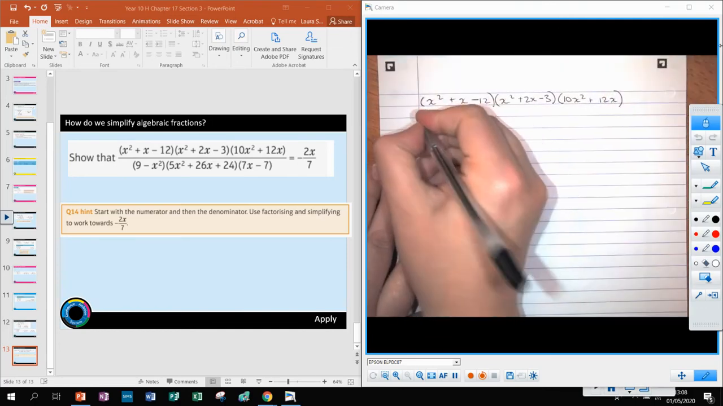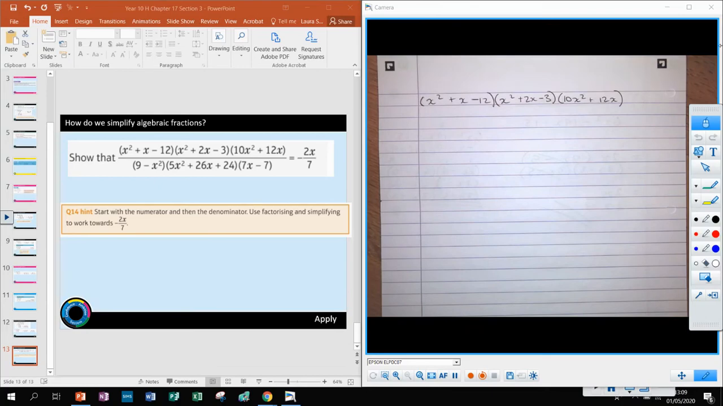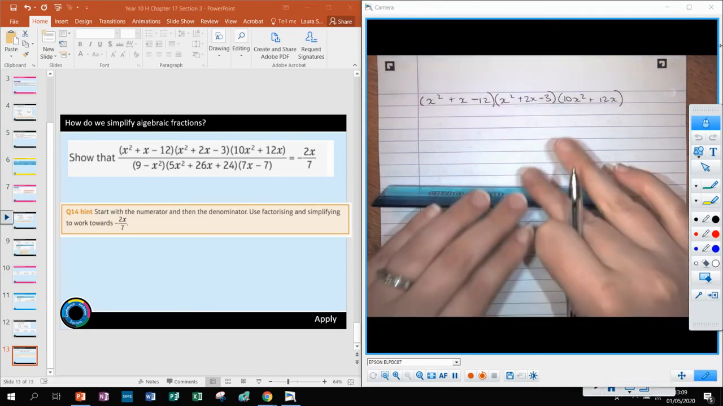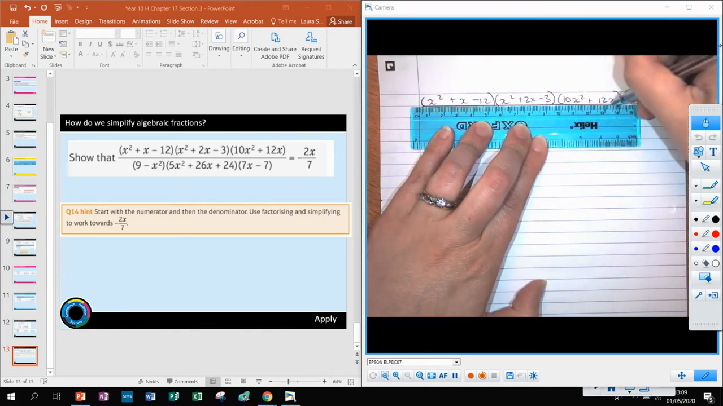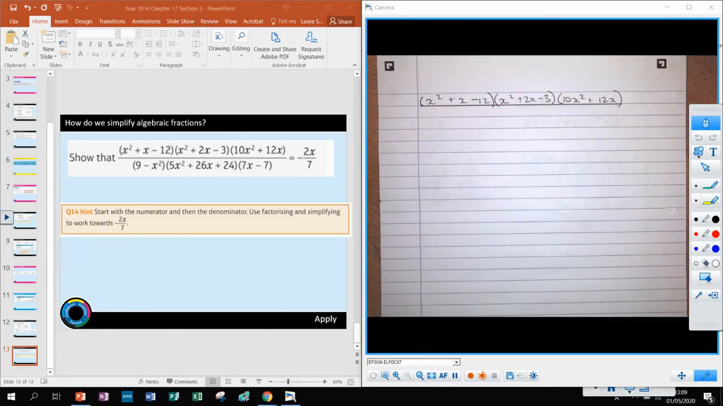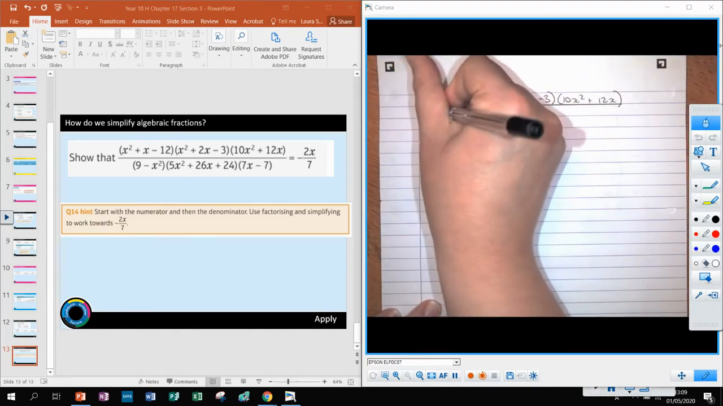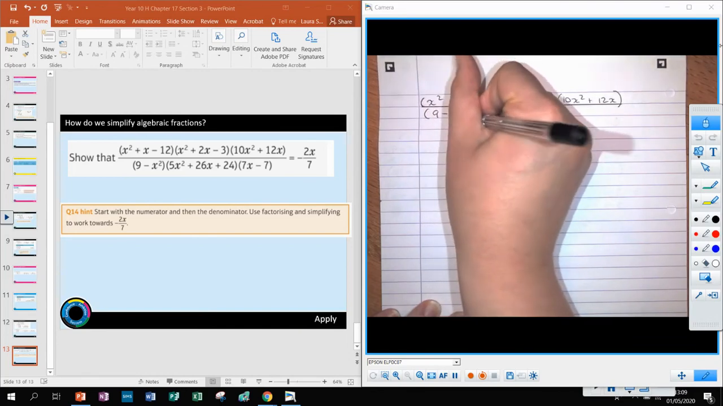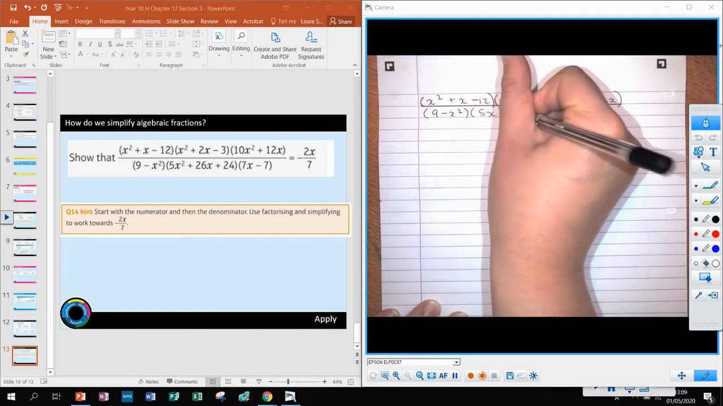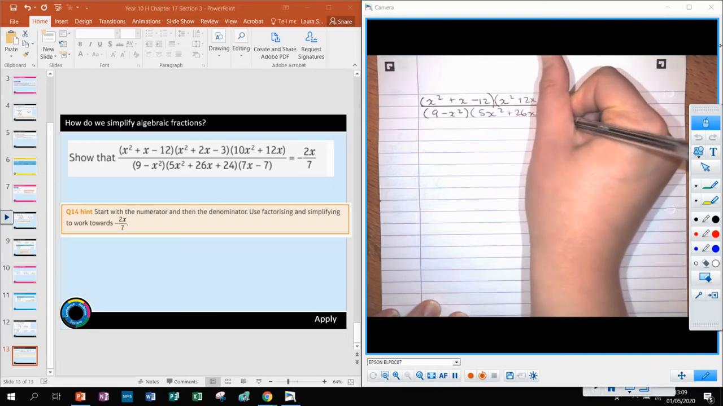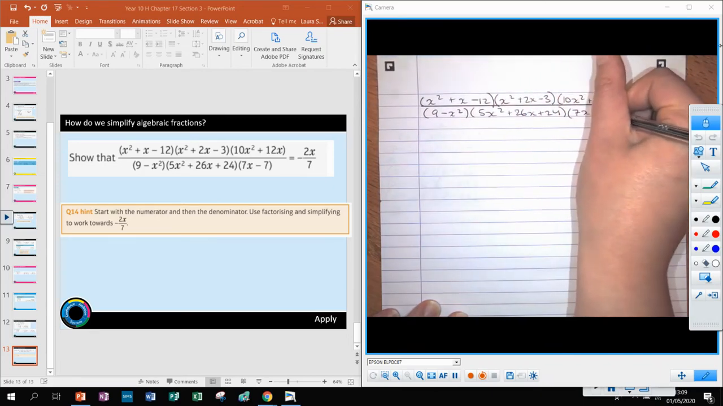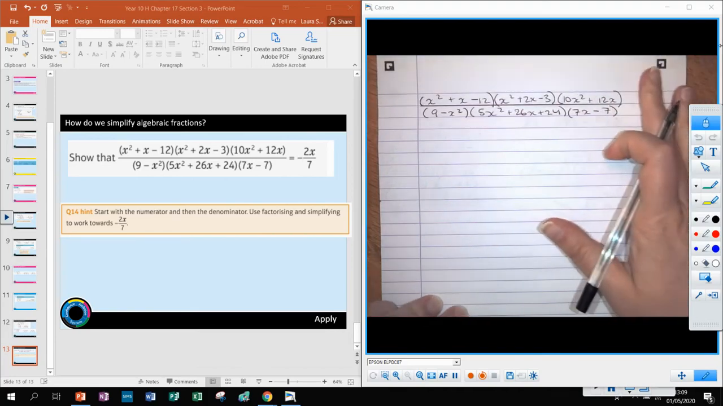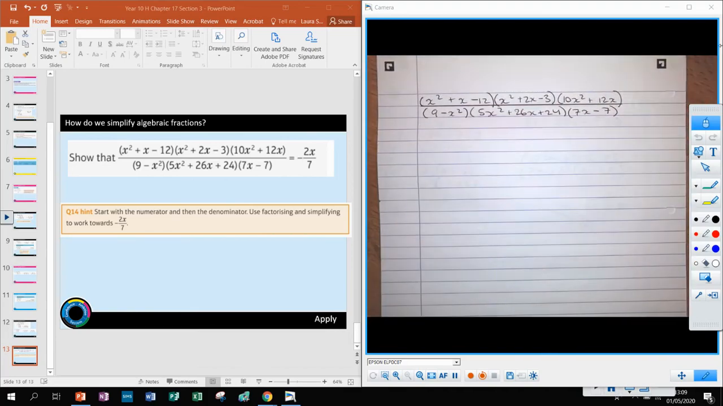Okay, I definitely want to use a ruler for this one, because it won't look very nice if I don't. There we go. Okay, so 9 minus x squared, 5x squared plus 26x plus 24, and 7x minus 7. I'm not going to write down what it's meant to equal. That's what I need to show.